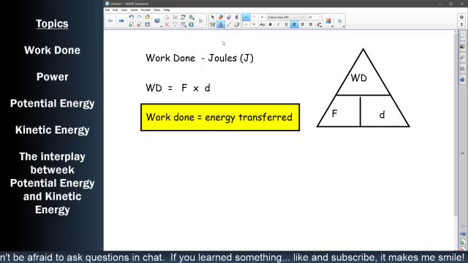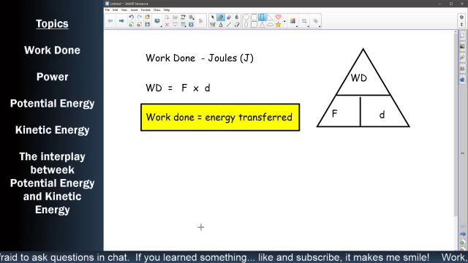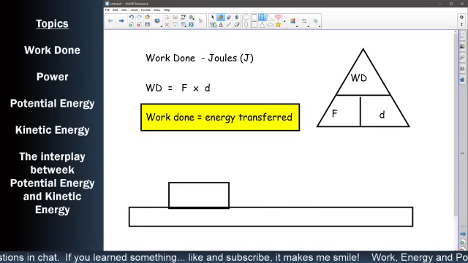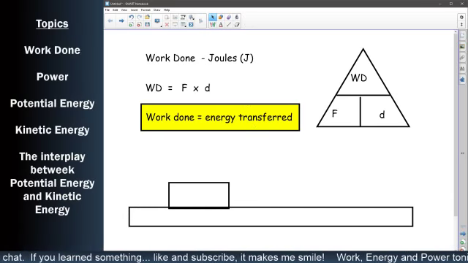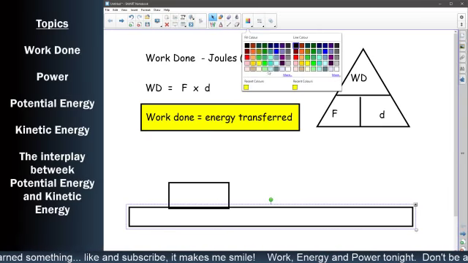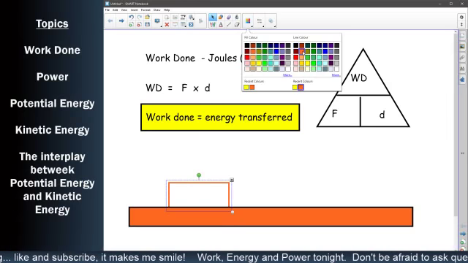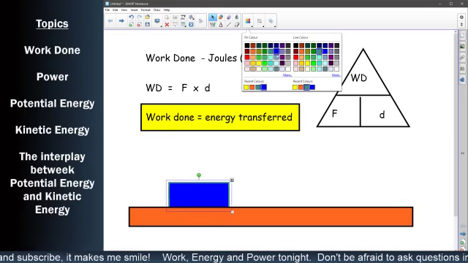Simple example. Let's take a nice little block. Set it on some form of plane like this. I say plane, that's not an airplane, of course. That is a flat surface. Give that a little bit of a fill. We don't want that color. We outline. There we go.